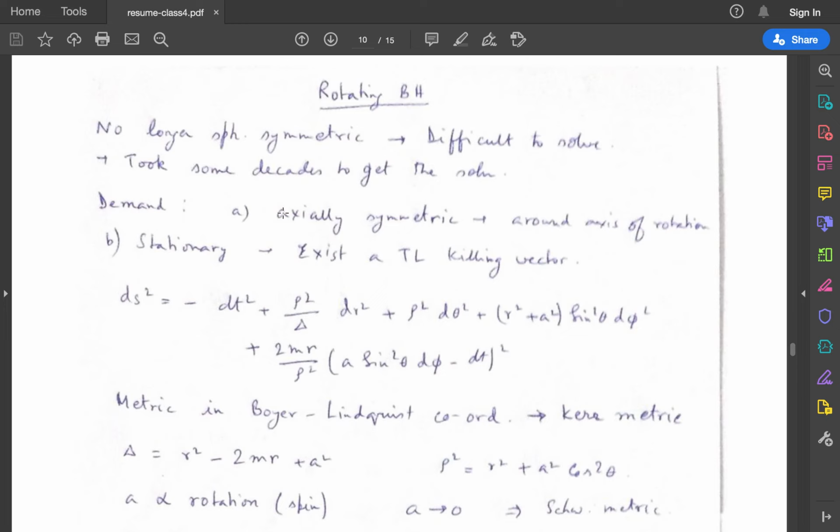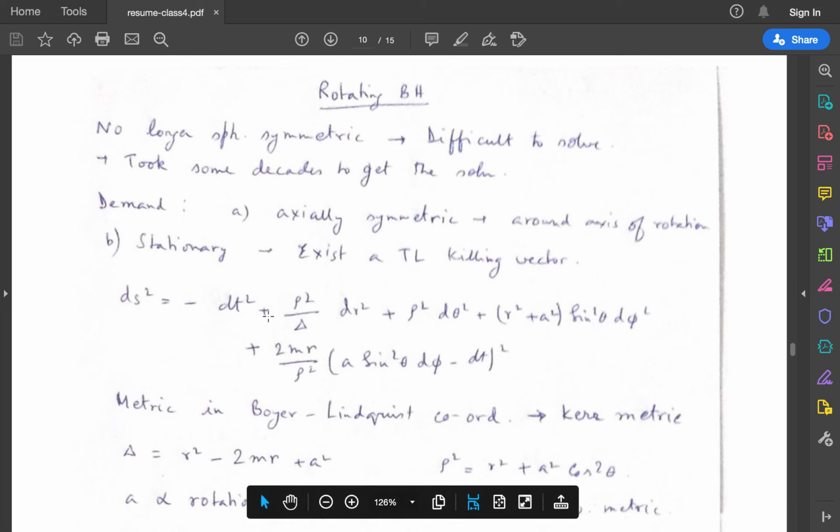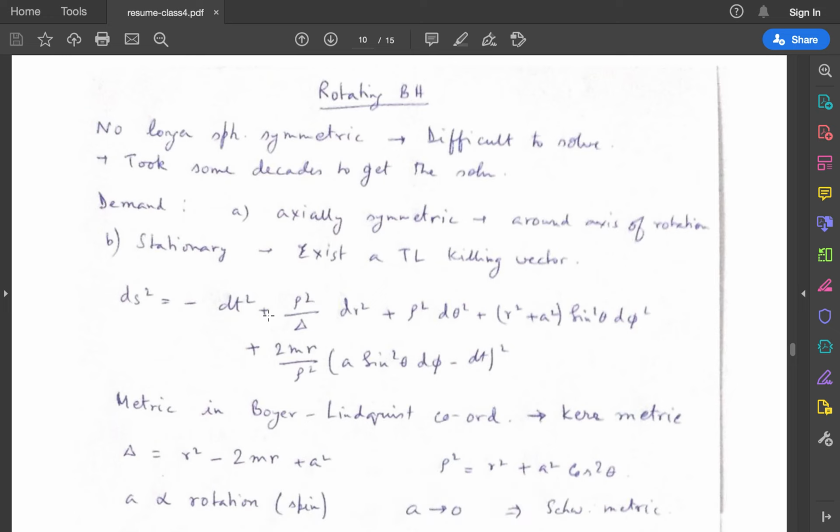Also, we will not demand it to be static and spherically symmetric. So this derivation is very complicated, so I will not go into that. The solution of the Einstein equation with these conditions was first done by Kerr.